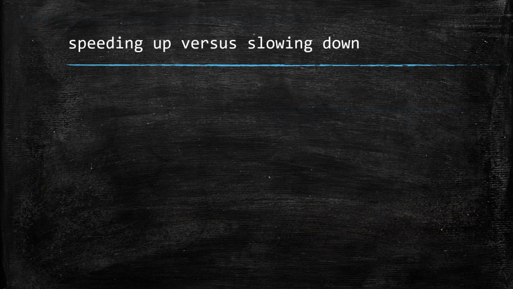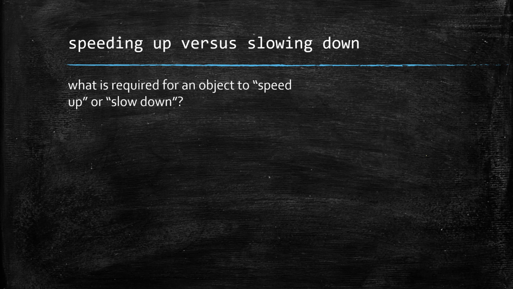A common question about particle motion is to ask whether a particle is speeding up or slowing down in its motion. So we need to think about what is required for an object to speed up or slow down. And to help us think through this, I'd like to think of a person tossing a ball up in the air. So here's the ball, and as he tosses it up into the air, it moves up, up, and obviously slows down, right? The green ball represents its maximum height.